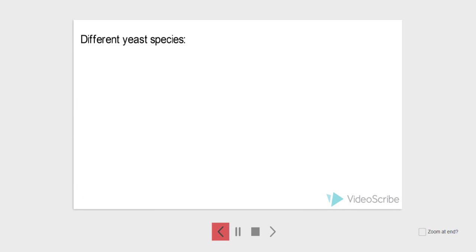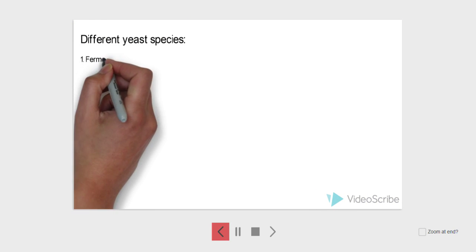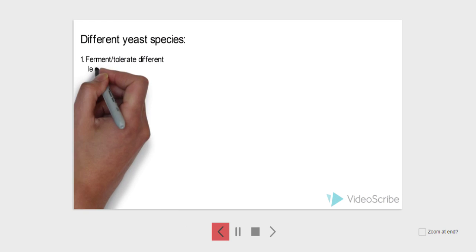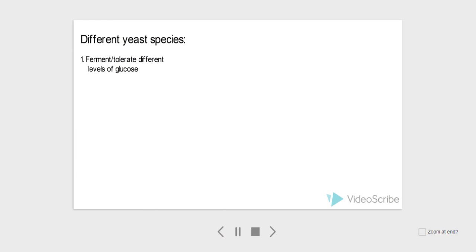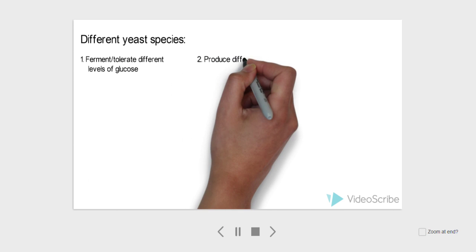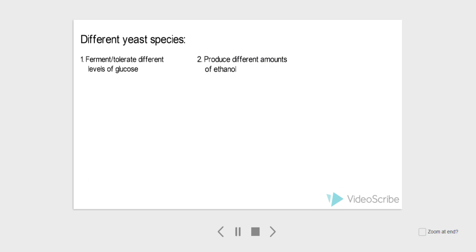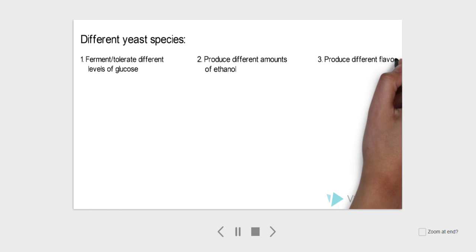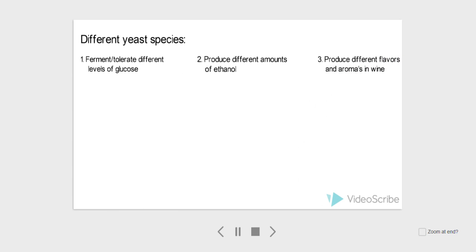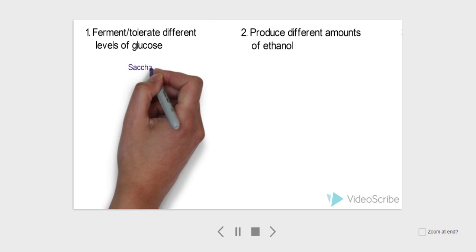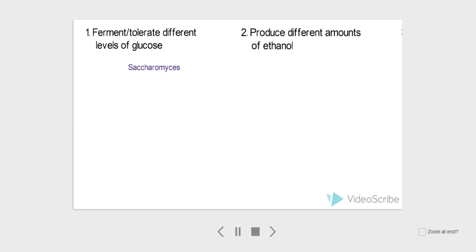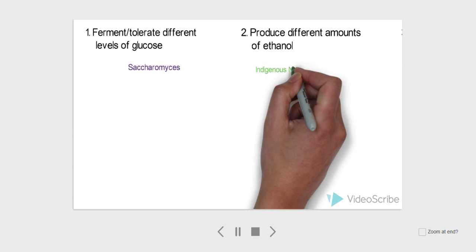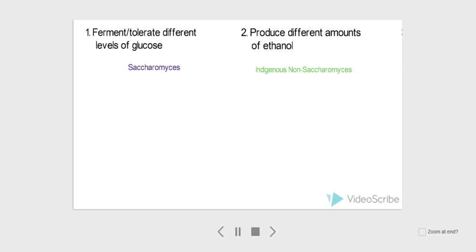Different yeast species ferment or tolerate different levels of glucose, they produce different amounts of ethanol, and they also produce different flavors and aromas that are found in wine. There are generally two populations of yeast species present on the skins of grapes. There's Saccharomyces, and then there's non-Saccharomyces.